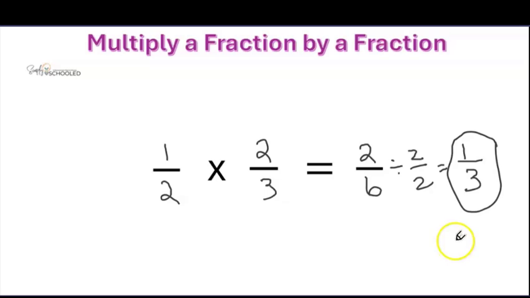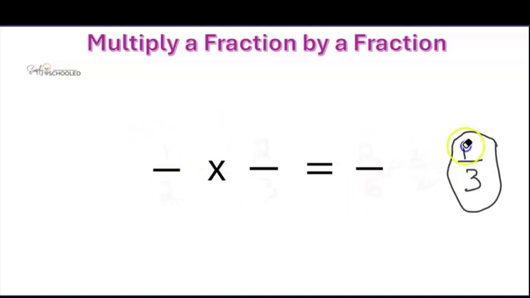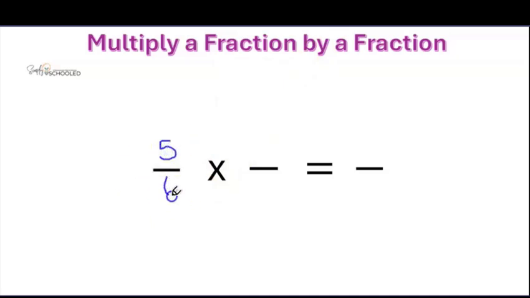So again, multiplying a fraction by a fraction, you just multiply the numerators and then multiply the denominators and then simplify your answer. So let's try a couple more here. And let's see what it looks like with some bigger numbers. 5 over 6 times 3 over 8. Simply multiply the numerators. 5 times 3 is 15. 6 times 8 is 48.